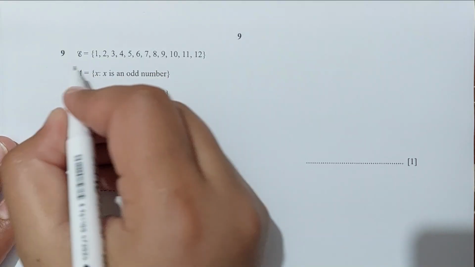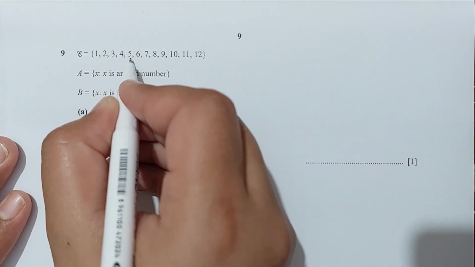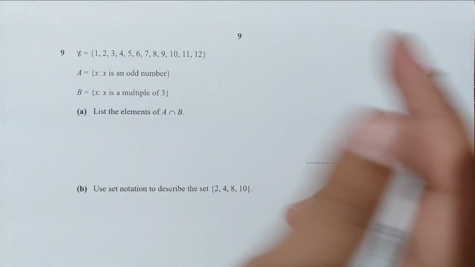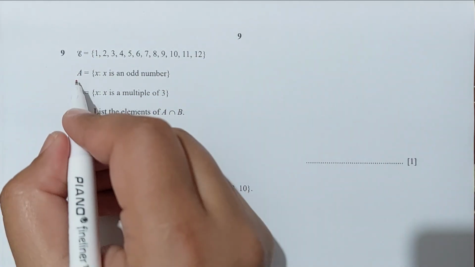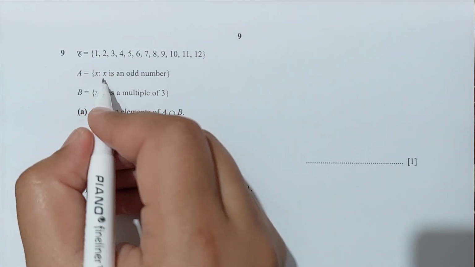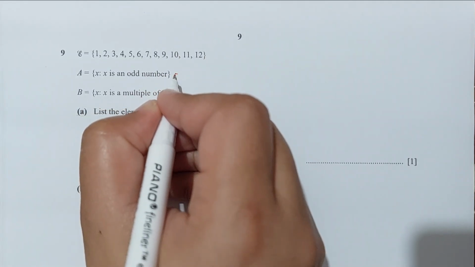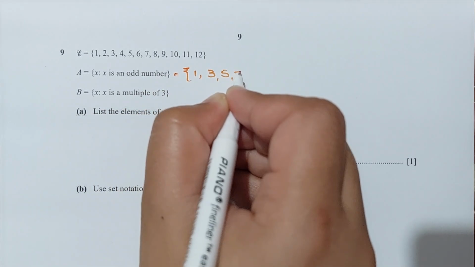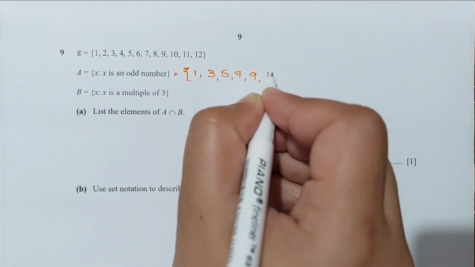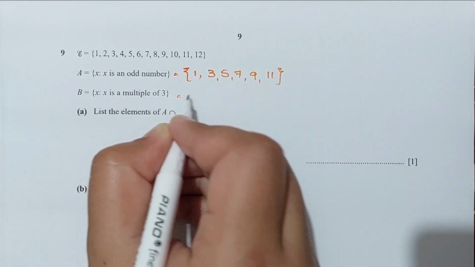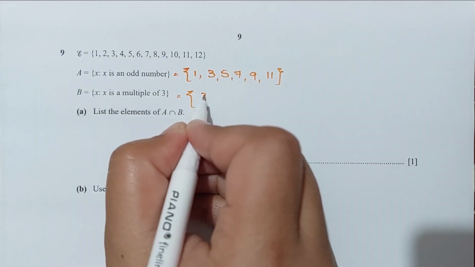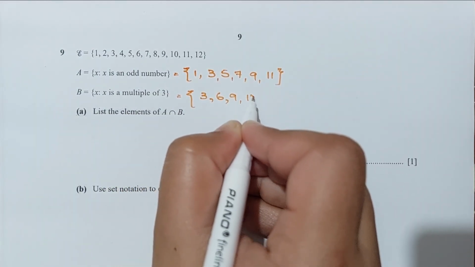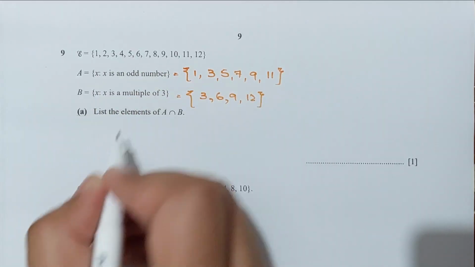Question number 9, we have the universal set 1, 2, 3, 4, 5, 6, 7, 8, 9, 10, 11, 12. Okay, from 1 to 12, no number is missing. Part A, set A is x where x is an odd number. So from 1 to 12, the odd numbers are 1, 3, 5, 7, 9, and 11. Set B is x where x is a multiple of 3. Multiples of 3 are 3, 6, 9, and 12 from the universal set.